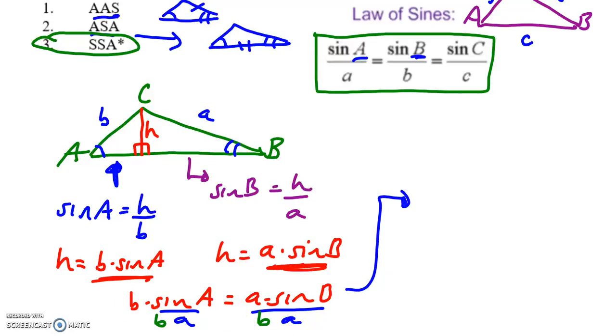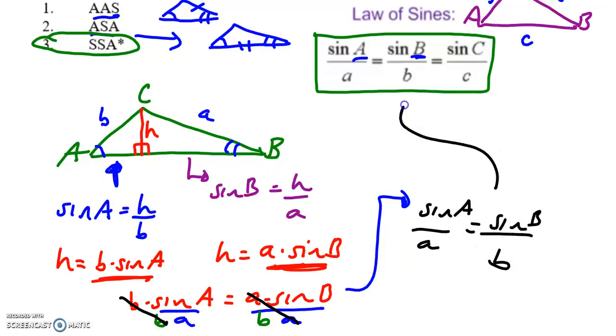So here's what would happen. The B's here would cross out, the A's here would cross out, so I'd be left with sine of A over A equals sine of B over B, which is exactly one of the ratios you can get from the law of sines. So funny thing, everything really does depend on triangles, and specifically right triangle trig. So that was the reason why the law of sines exists.